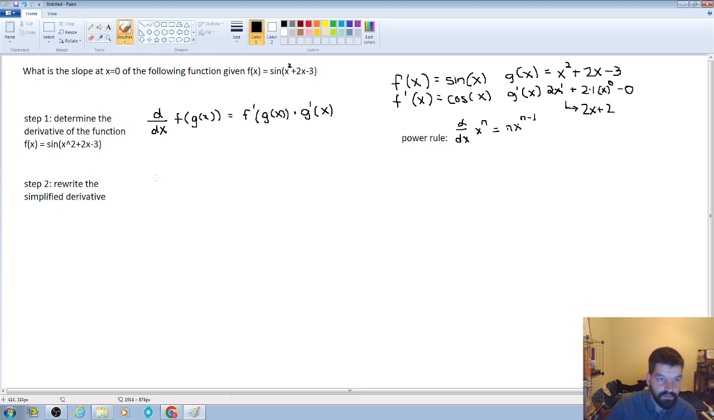So the derivative is going to be cosine, so derivative of the outside, keep the original inside, times the derivative of the original inside, which will be 2x plus 2.